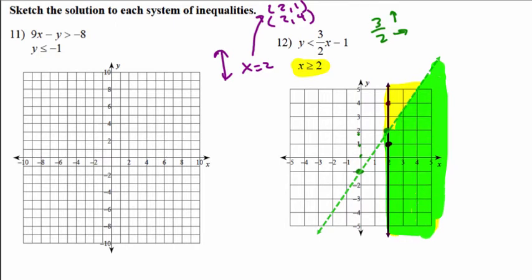Now, in review, in brief, we're going to briefize this. Just made that word up. If you have greater than or less than, it is a dotted line. If you have greater than or equal to, less than or equal to, it's a solid line. If you have greater than or greater than or equal to, you shade on top of the line. If it's less than or less than or equal to, you shade beneath the line. All right, I think we're good with that.